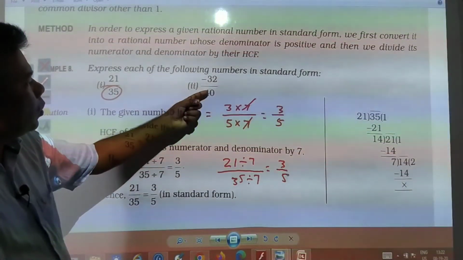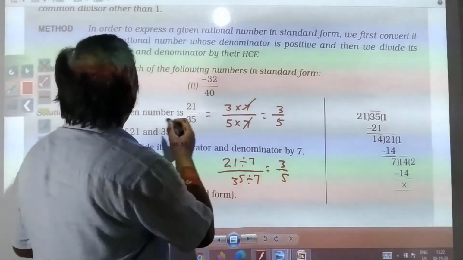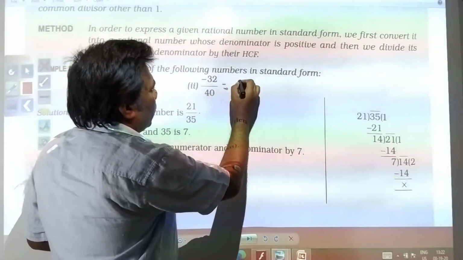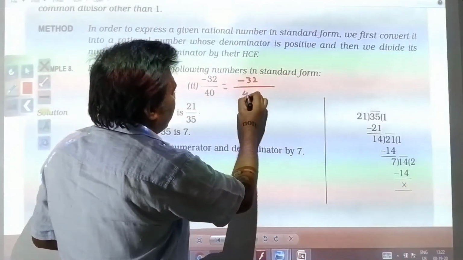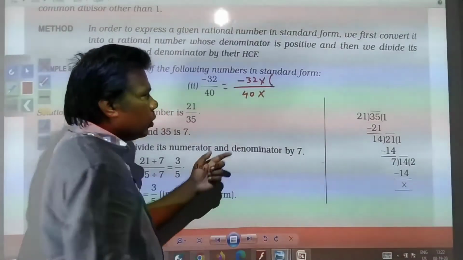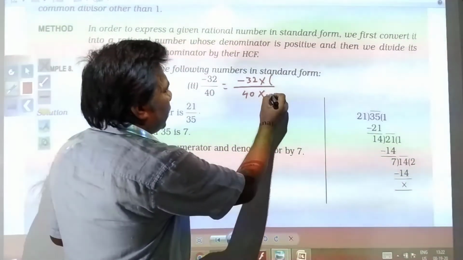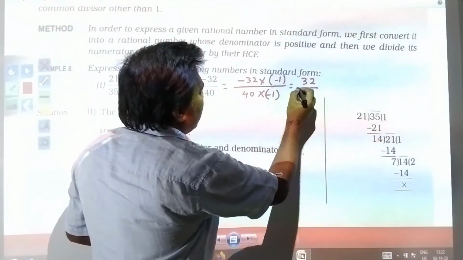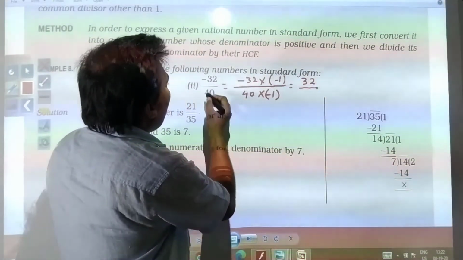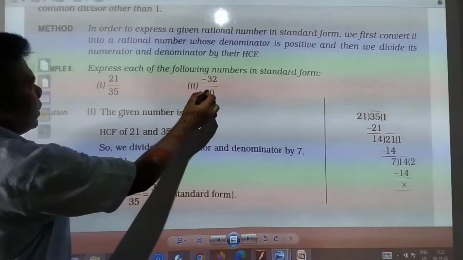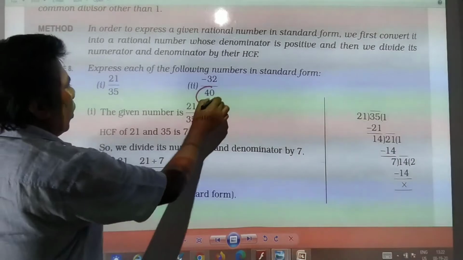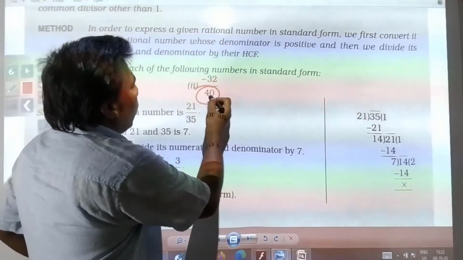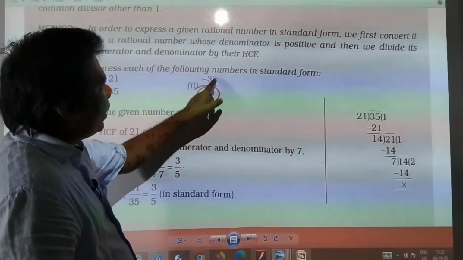Next you see -32 by 40. For this, what is needed to be done? -32 by 40 is equal to -32 divided by 40. First of all, it is required to be converted into a positive denominator. Already you have a positive denominator, so no need to do anything, and -1 will not be required to be put. Only you need to know the common divisor of -32 and 40.